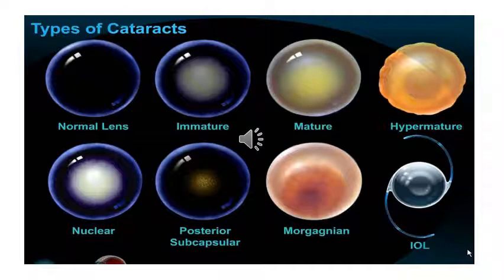Nuclear cataract, the central nucleus is involved. Posterior subcapsular, and of course cortical here is missing. Morgagnian cataract, you see that the nucleus is sunken inferiorly. This is a type of hypermature cataract. The intraocular lens, this is the lens that we use after removing the cataract during cataract surgery.